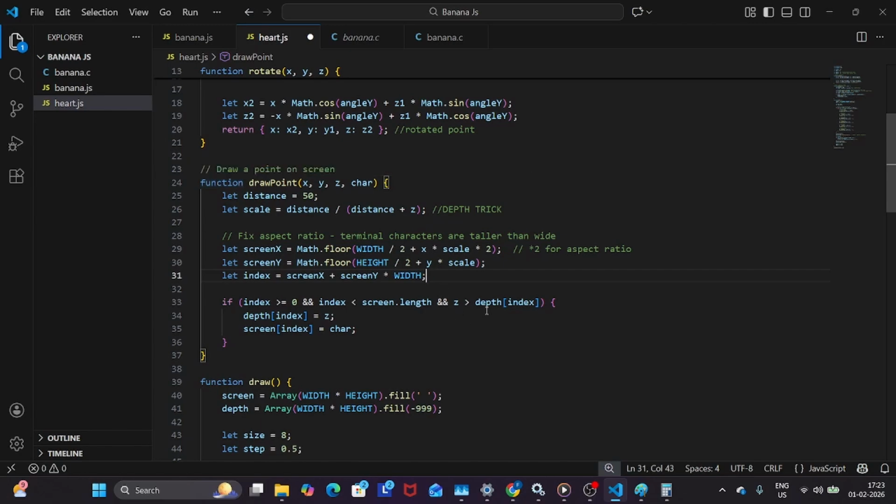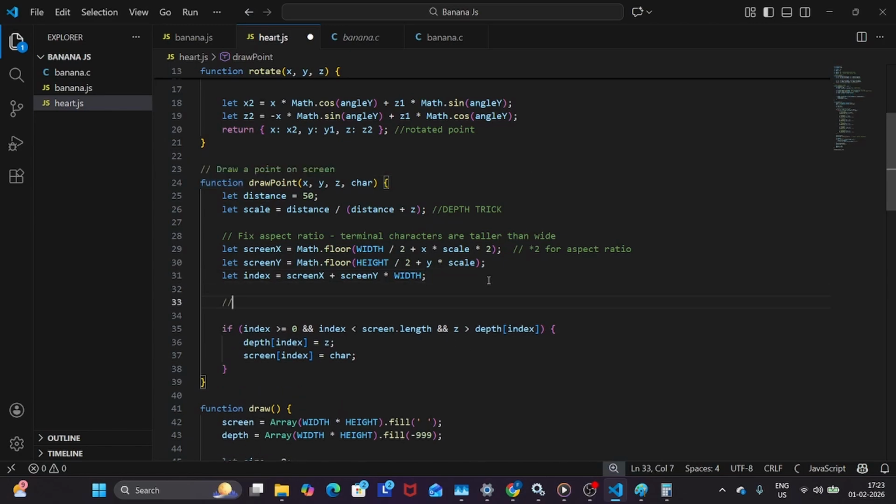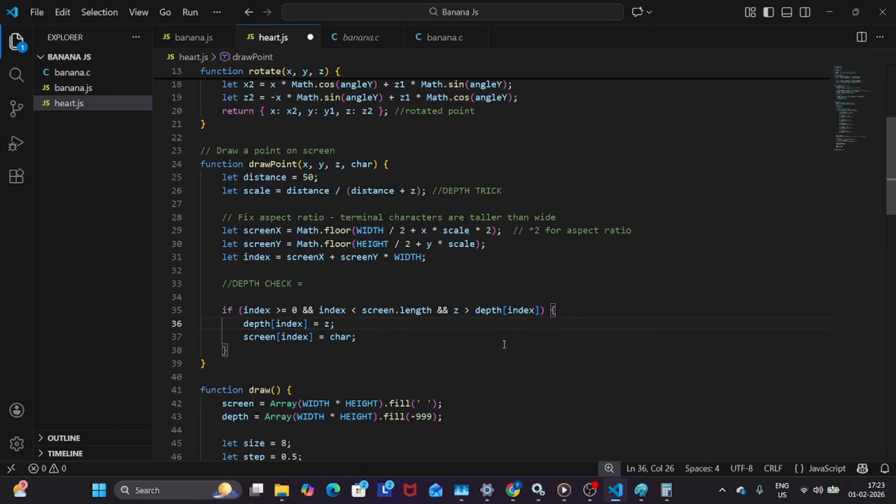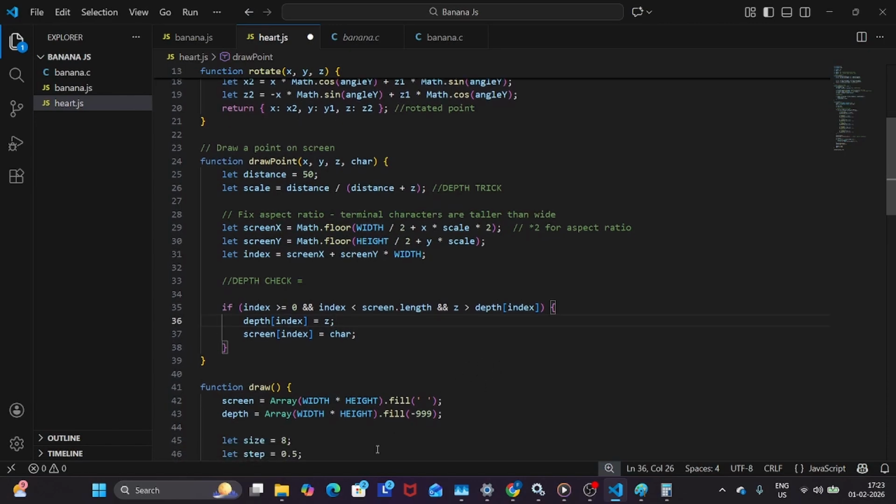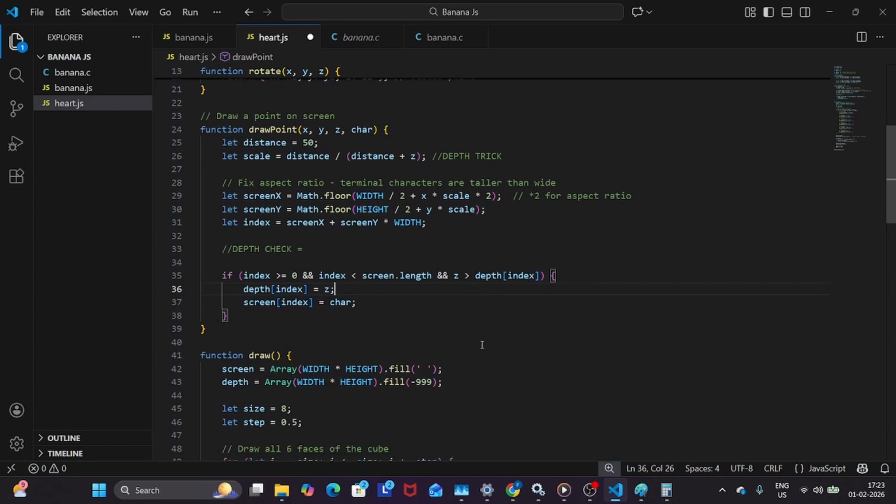Now we will do a depth check. So basically, this is the depth check. The first line means that the inserted point is inside the screen. The second means that the point is closer than anything already there. If yes, update the depth, and update the character also, which will be our new character. So for example, yeah, that's the thing.